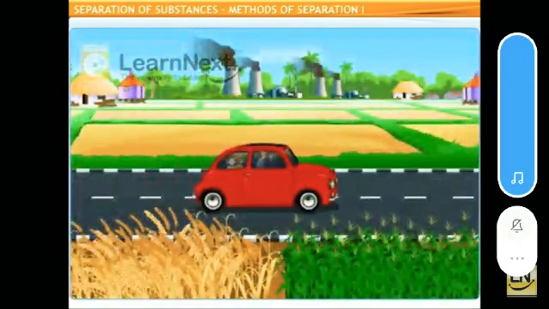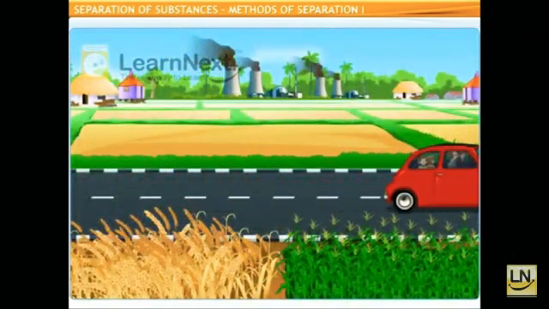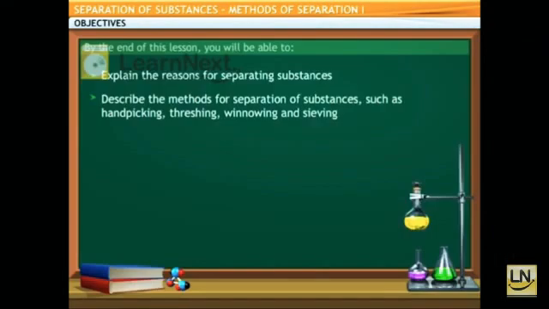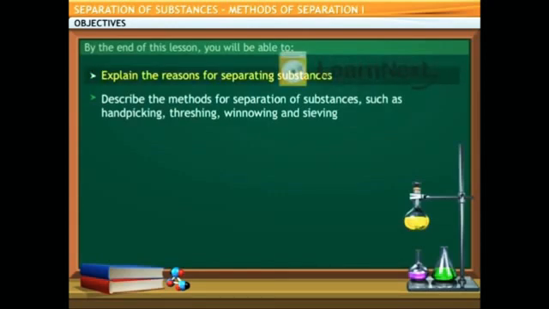Kevin and Tina are on a road trip with their parents. This lesson is about various methods of separation. By the end of this lesson, you will be able to explain the reasons for separating substances. You will also be able to describe the methods of separation of substances, such as hand-picking, threshing, winnowing, and sieving.